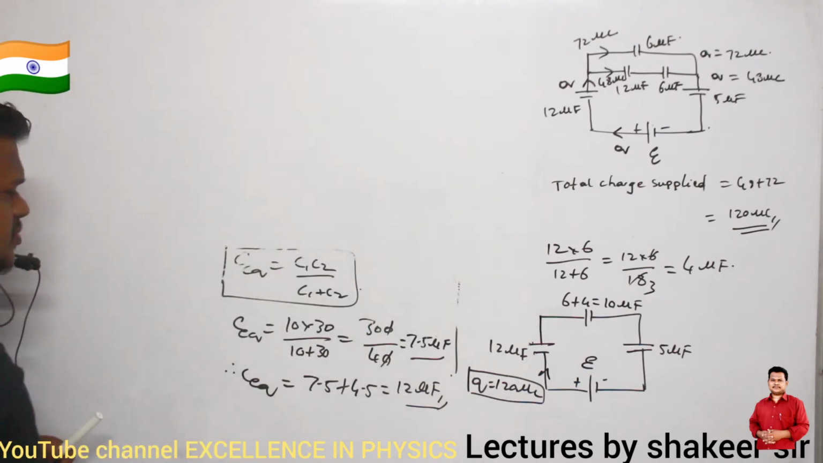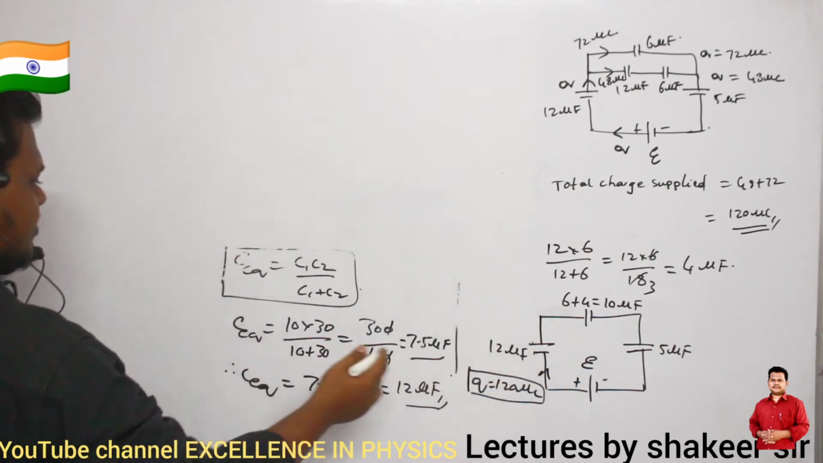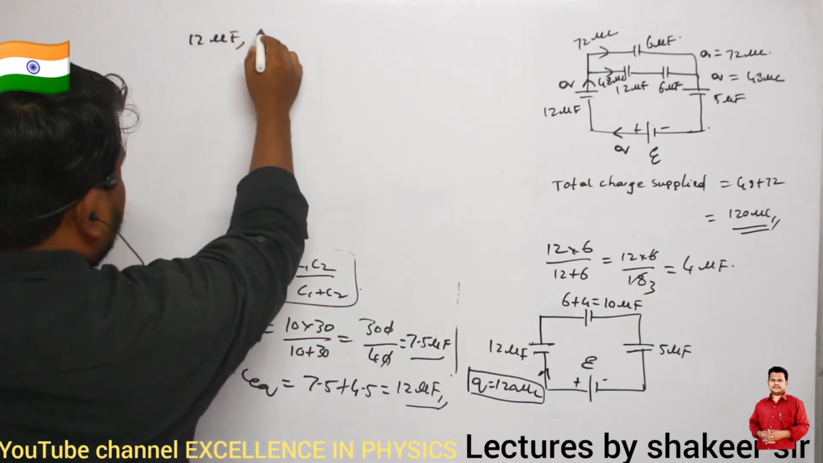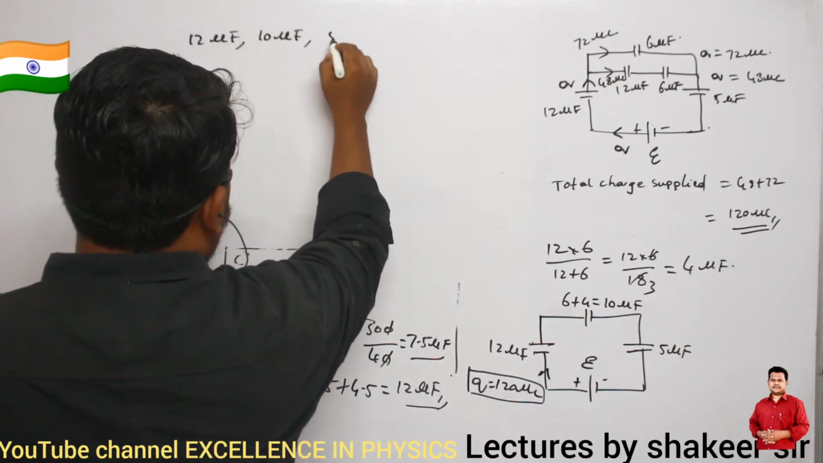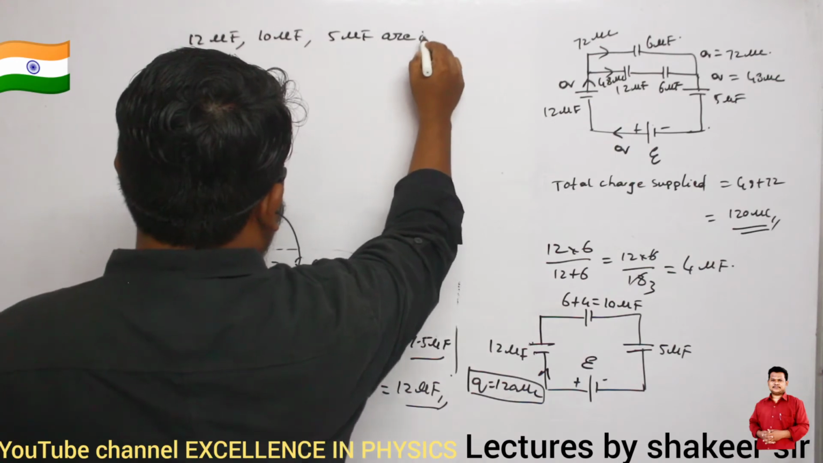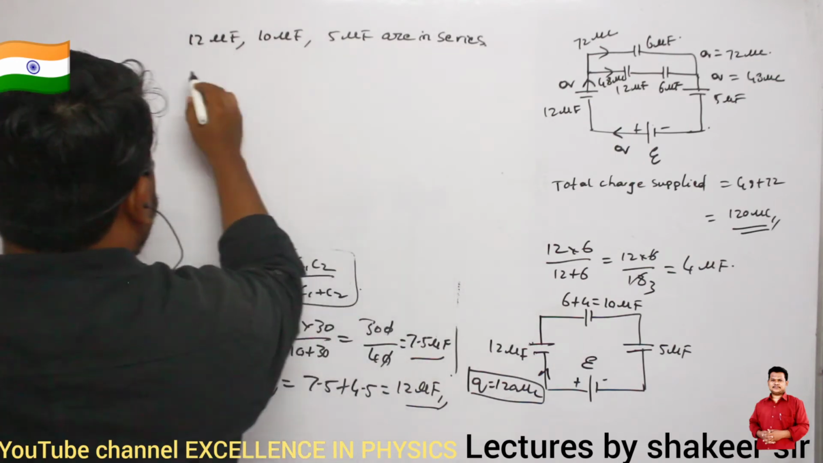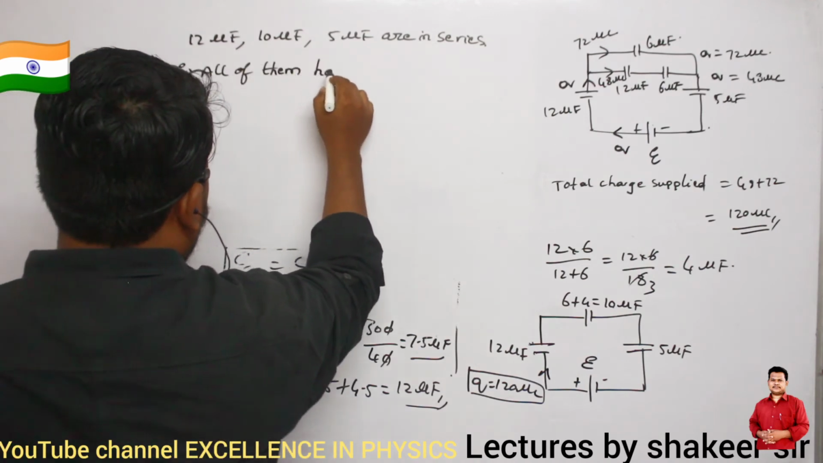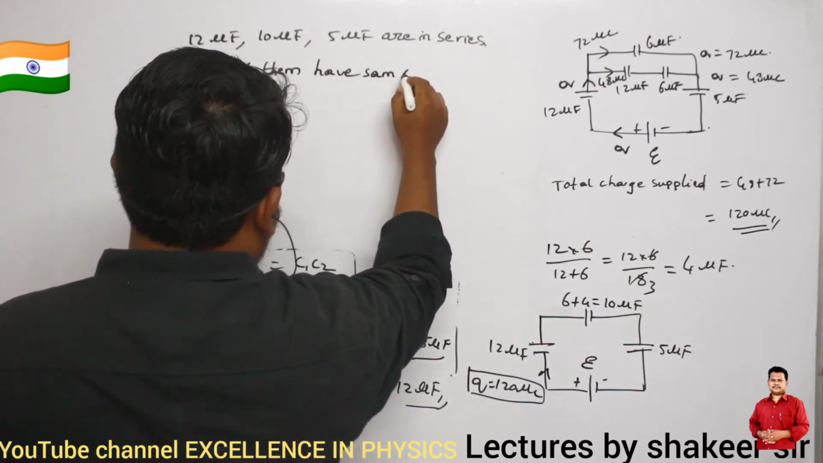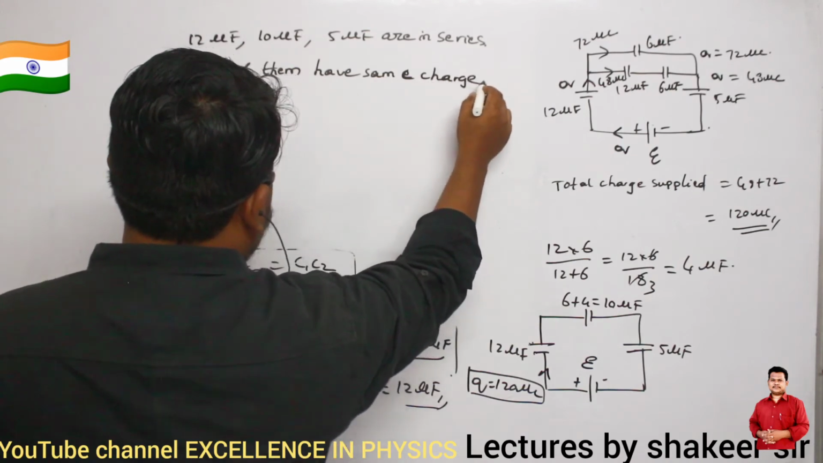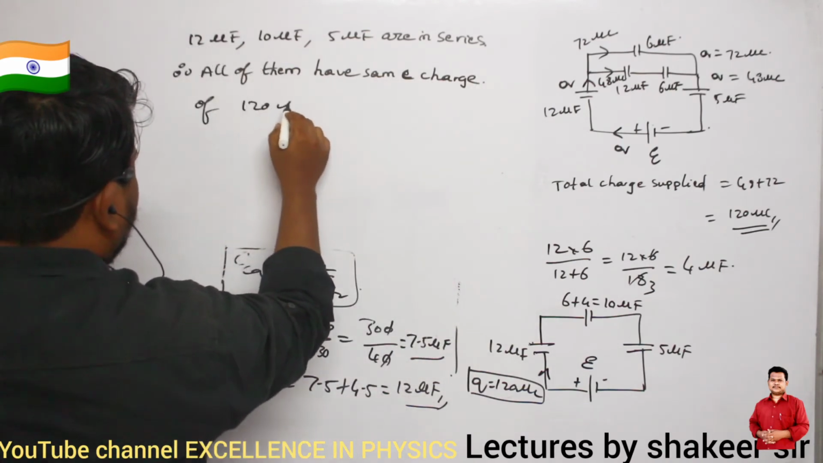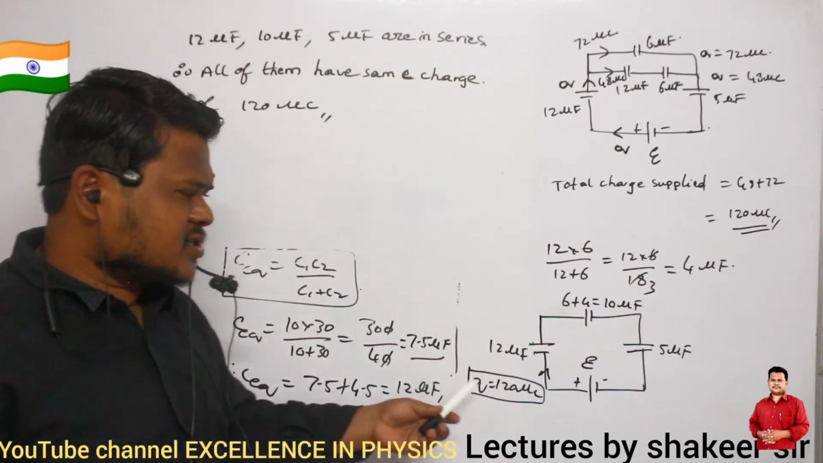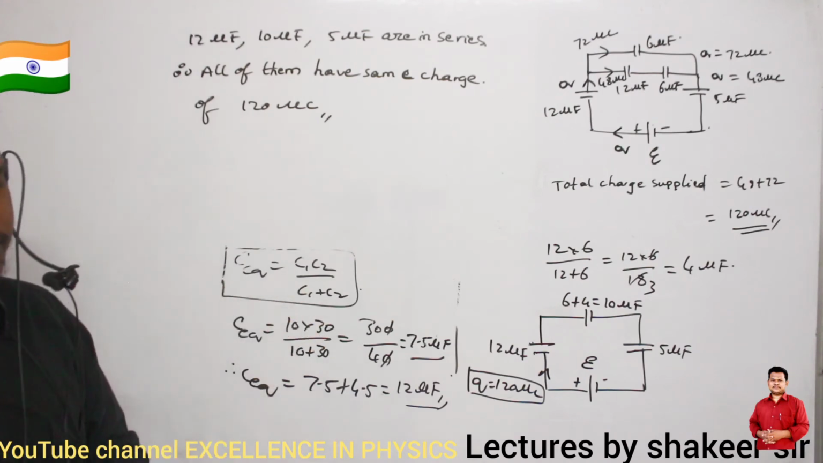Clear? So the total charge supplied by the battery is 120 microcoulombs. So 12 microfarads, 10 microfarads and 5 microfarads are in series. Therefore all of them have the same charge of 120 microcoulombs. This is what we have studied initially. That is why I have spent one complete class on the distribution of charge. Clear?